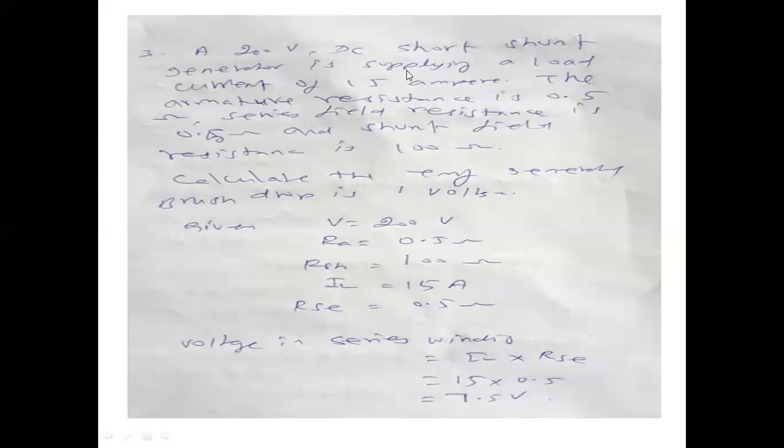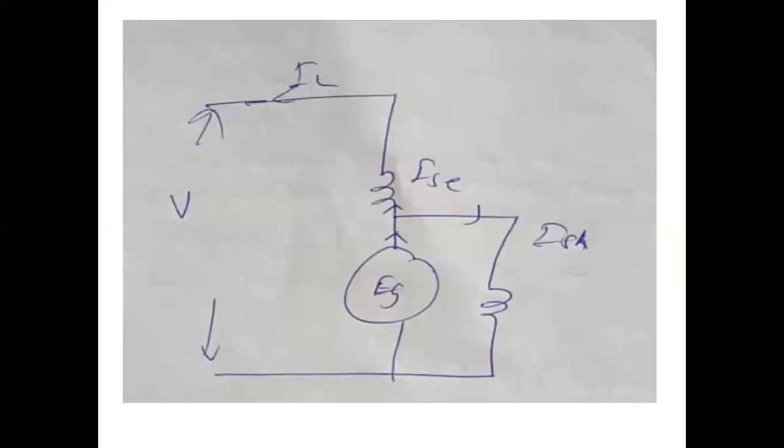200 volt DC short shunt generator is supplied a load current of 15 ampere. Short shunt generator means you can say like this: the shunt field is connected across your armature. Long shunt means the shunt field will be connected across your armature plus series field winding, right? But here they have said short shunt.